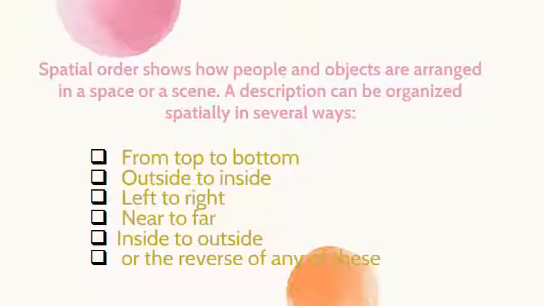Okay? So first of all, what do we mean by spatial order? The spatial order shows how people and objects are arranged in a space or a scene. So when you want to describe a scene or a space or a thing, we have to use a spatial order. A description can be organized this way, and it will be a very amazing descriptive paragraph. For example, how do I order it? I start maybe from top to bottom, or from outside to inside, or from left to right, or from near to far, or from inside to outside, or the reverse of all of these.